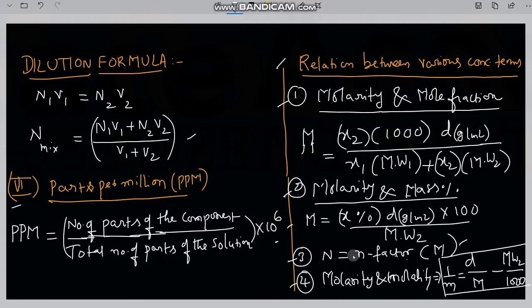Another one we have is the relation between molarity and molality. If they ask that relation, you can write 1 by molality is equal to density by molarity minus molecular weight of solute by 1000. So this formula we will use in that particular case only. Every time we will not use this formula. Okay. These are the main important relations in reactions in solutions, which we call concentrations.